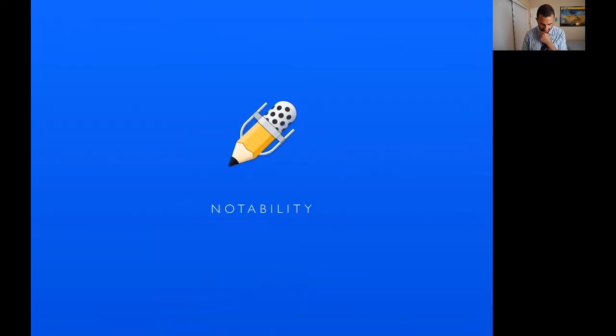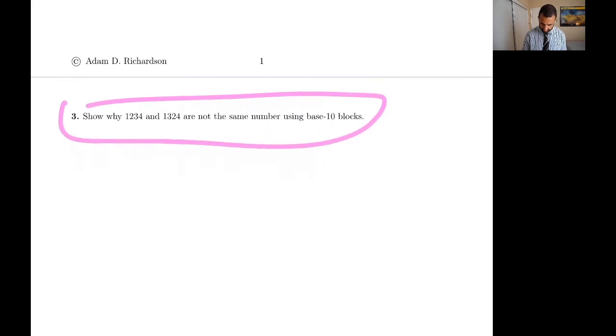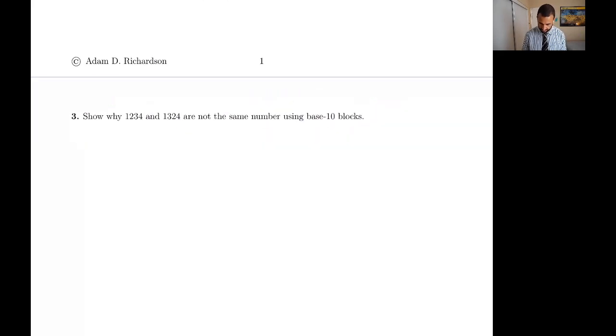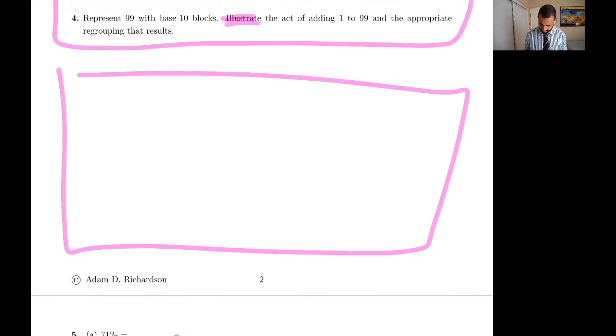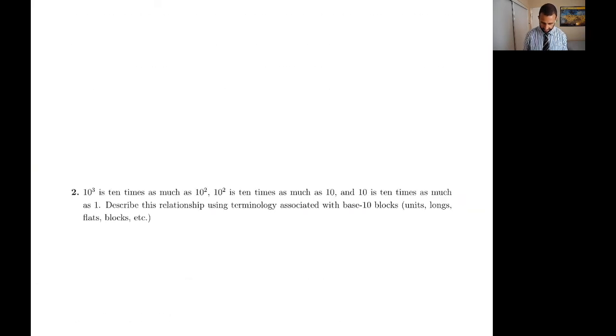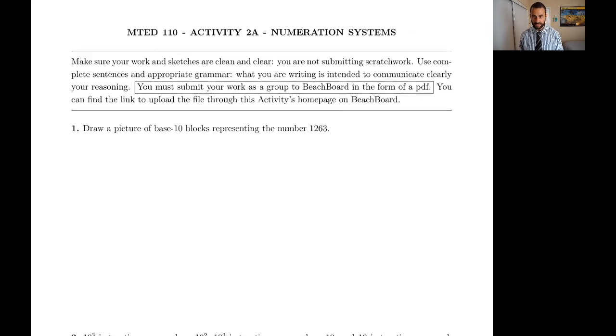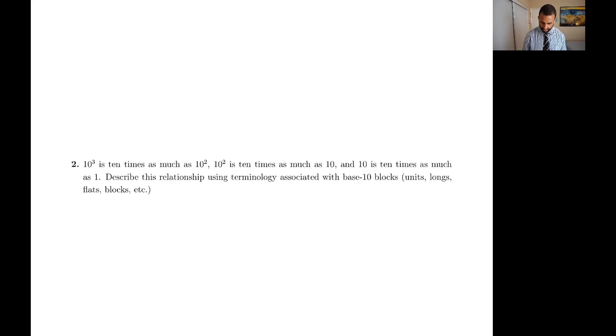Okay, so let's go to the activity here. Activity 2A. Here we go. Once again, getting ahead of myself. Delete these things here. There we go. Okay, so let's take a look at this activity, activity 2A. The first question is just asking you to draw base 10 blocks representing that number. Pretty straightforward, not too bad.